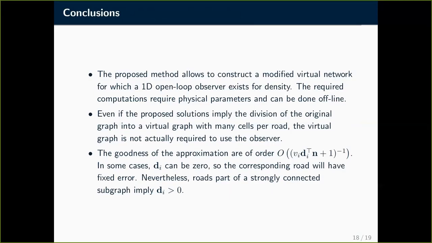And finally, the goodness of the approximation is of the order that we find here, which depends on n. This says that the error will decrease with increasing n only if this delta is different from 0. It can be equal to 0. However, if the graph is strongly connected, which is typical for traffic networks, then we have the guarantee that d is different from 0, and then we have the guarantee that the error will decrease.